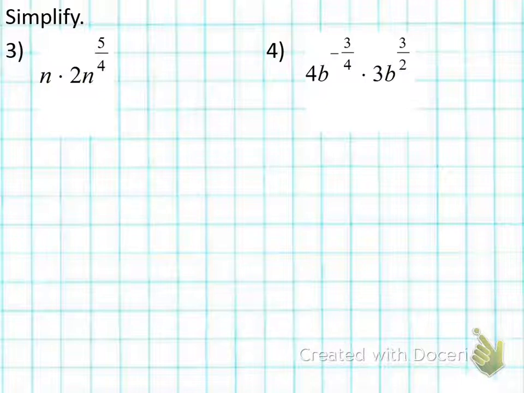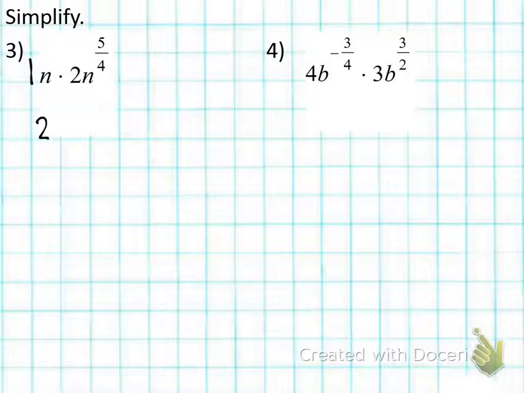n times 2n to the 5/4. Okay, so we have two terms here being multiplied. Let's worry about coefficients first, always. What's the coefficient in front of the n? 1. Okay, good. So let's multiply the coefficients first. 1 times 2 is 2. So we know the coefficient of my answer should be 2.